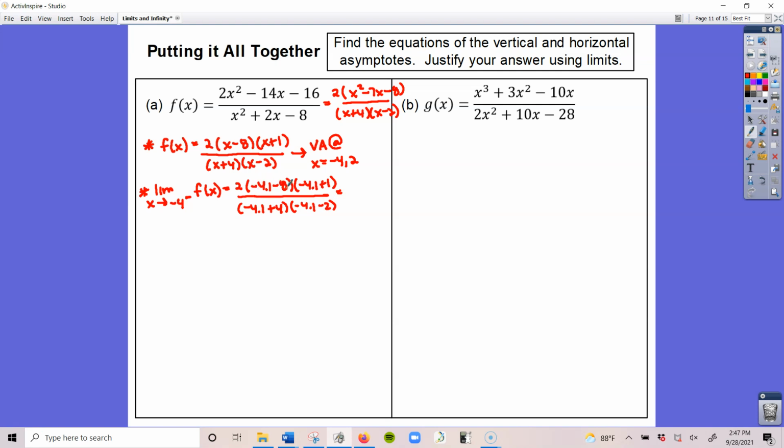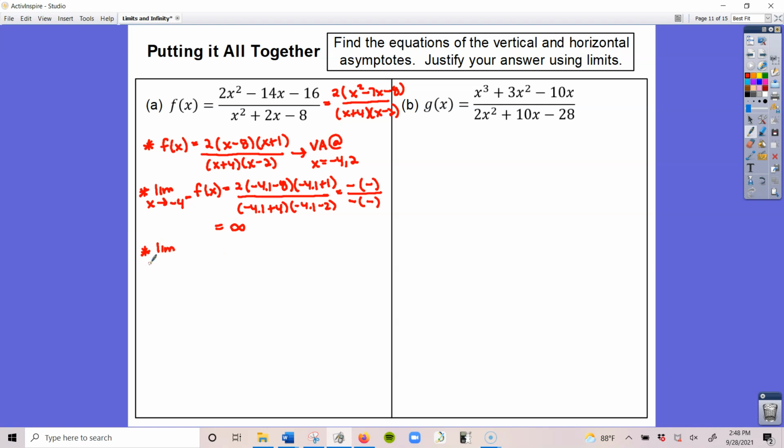Negative 4.1 minus 8 would be a negative. Negative 4.1 plus 1 would be negative. Over negative 4.1 plus 4 would be negative. And negative 4.1 minus 2 is also negative. So everything here is negative. A negative times a negative is positive over another positive would give me the answer to this limit as being infinity. Now we're going to do the next vertical asymptote.